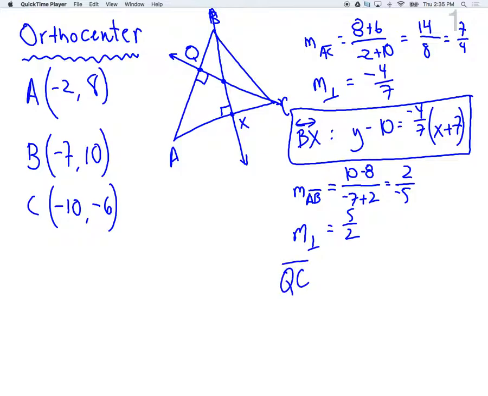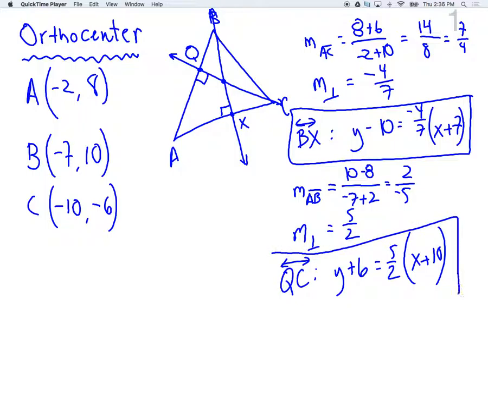So QC is going to be given by y plus 6 equals 5 over 2 times the quantity of x plus 10. Again, that's important. I'm going to need that information in a second. If you look at the picture then, I know where the Orthocenter is, which we'll call O for Orthocenter.